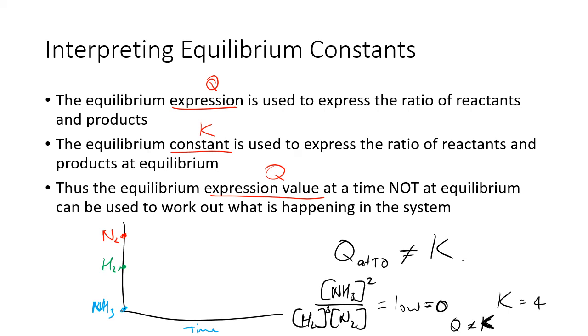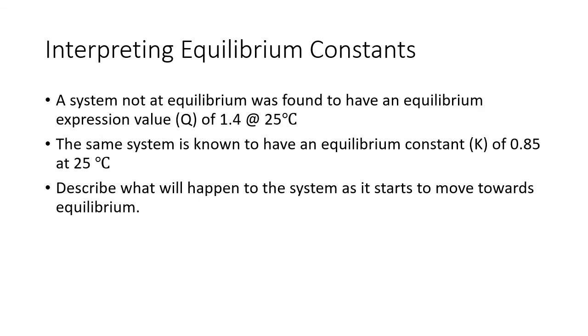Let's have a look at another system. A system not at equilibrium is found to have an equilibrium expression value Q of 1.4 at 25 degrees Celsius. The same system is known to have an equilibrium constant of 0.85 at 25 degrees Celsius. Describe what will happen to this system as it starts to move towards equilibrium. Q is 1.4, K is 0.85, and we can see that those aren't equal. So Q must go up or down. It must go down to get to the equilibrium constant. So Q must go down.